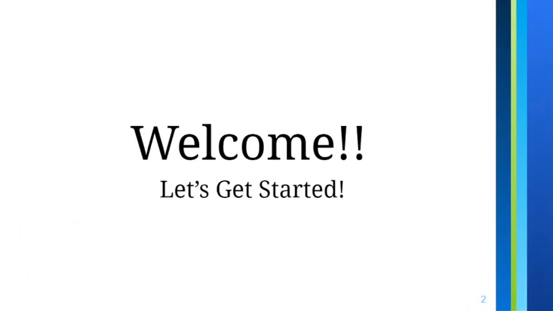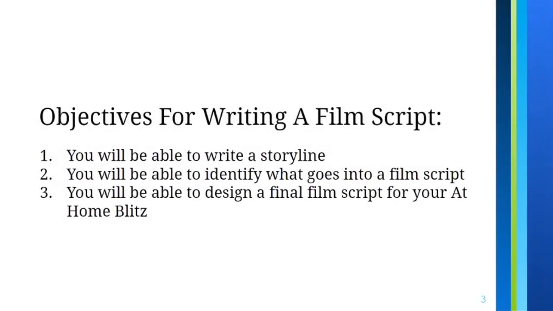Today we are going to be learning about the different components that go into creating a film script and what is needed for it to be considered a complete script. You will also learn about the key concepts a storyline needs in order for it to be a clear and smooth running film. By the end of this module, you will be able to know the correct way to write a storyline, be able to identify what goes into a film script, and be able to design a final film script for your at-home blitz that you are proud of.